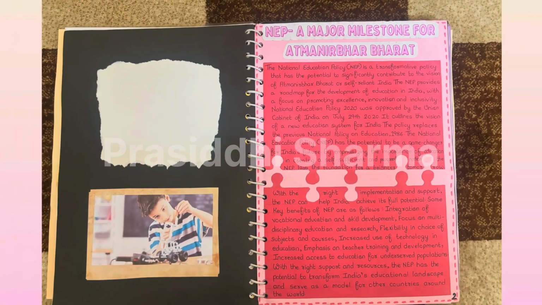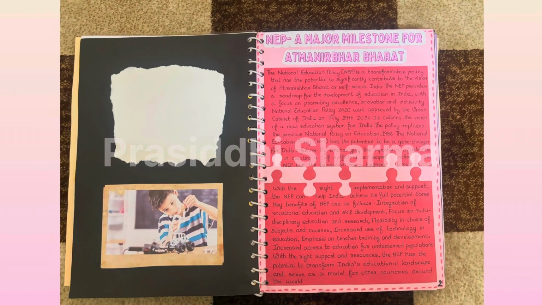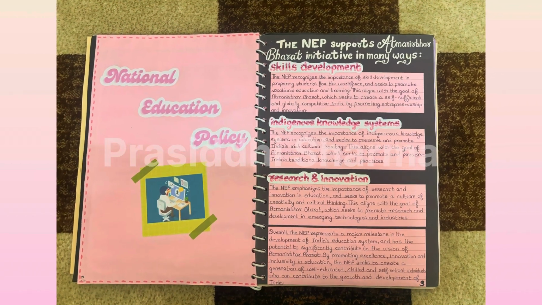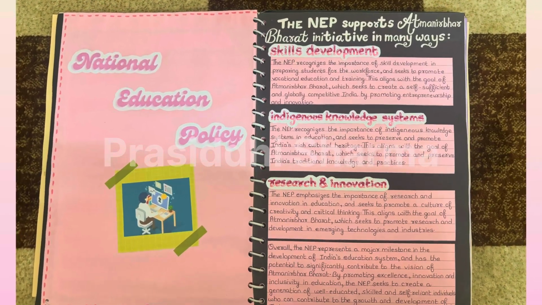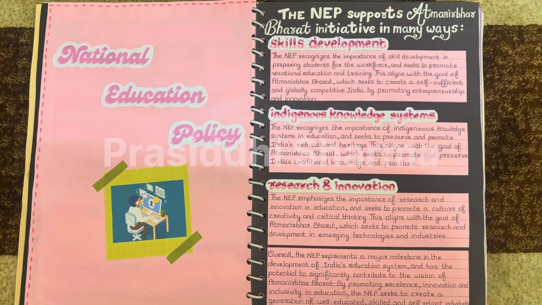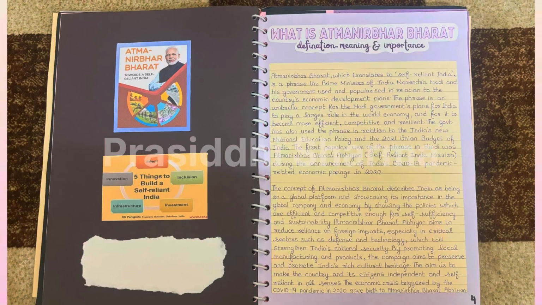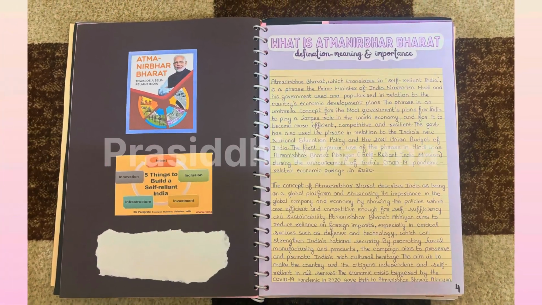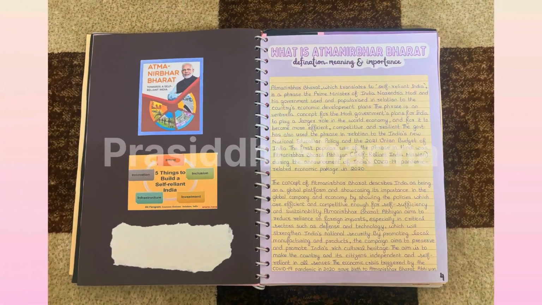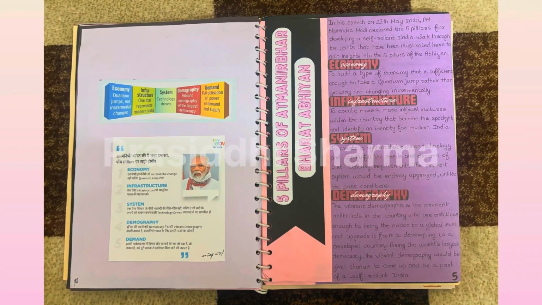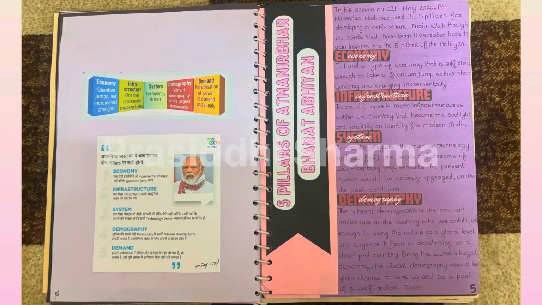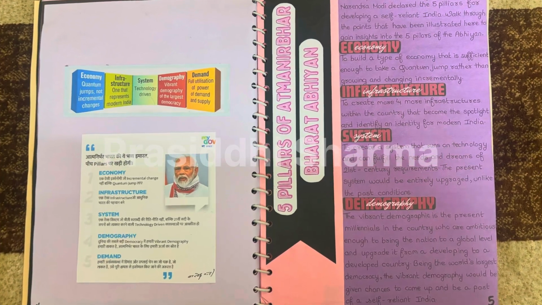So like it is written NEP, a major milestone for Atmanirbhar Bharat. I went to Canva, I typed it out in a good text font, and then I asked the shop which I usually take printouts from to print this on ivory paper, okay? Not normal paper, because normal paper doesn't look that good. So I took it out on ivory paper. It is a little bit expensive, but if you're willing to spend on your project, then it is worth it. The texture is really nice, so you can ask for that.